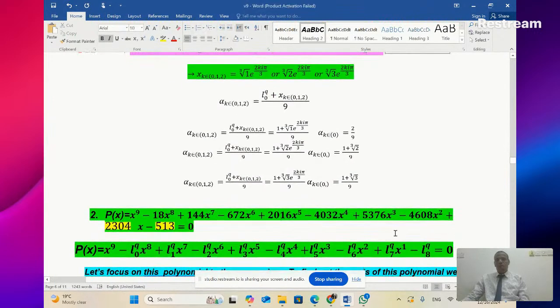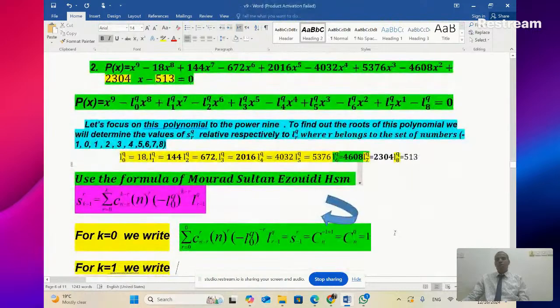The problem that we talked about is p of x equals x raised to the power 9 minus 18 x raised to the power 8 plus 144 x raised to the power 7 minus 672 x raised to the power 6.